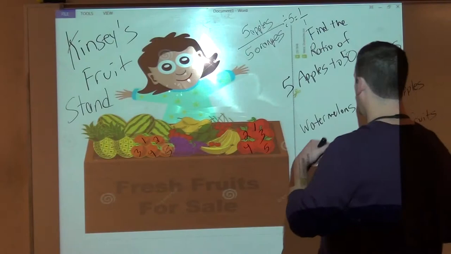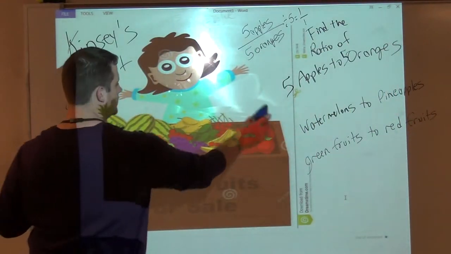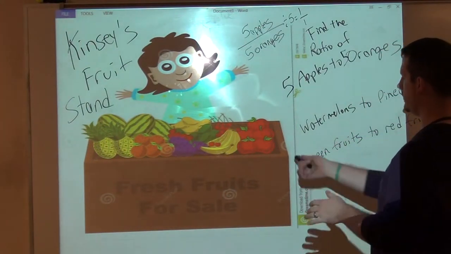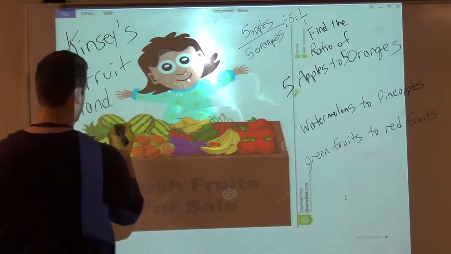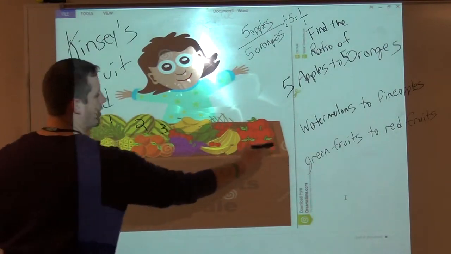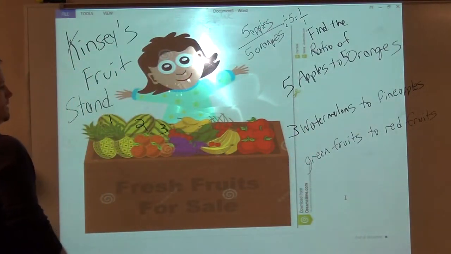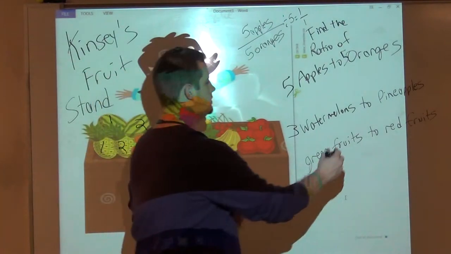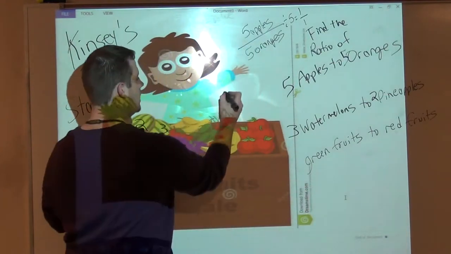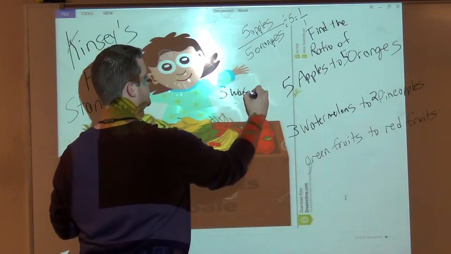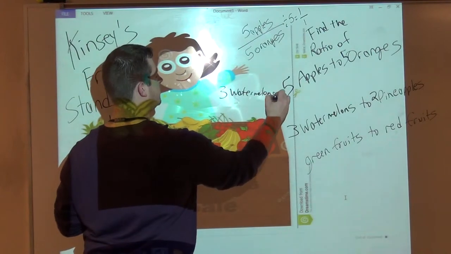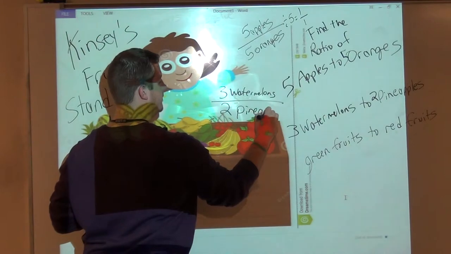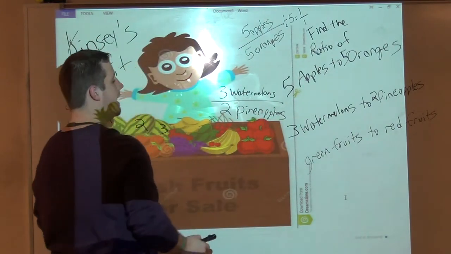All right, now our next question was to find the watermelons to the pineapples. Let's find our watermelons. Well, they're over here. Let's count those off. 1, 2, 3. There are 3 watermelons. How many pineapples are there? 1, 2. There are 2 pineapples. So the ratio there would be 3 watermelons to, or for every, 2 pineapples. Write it in that fractional form.